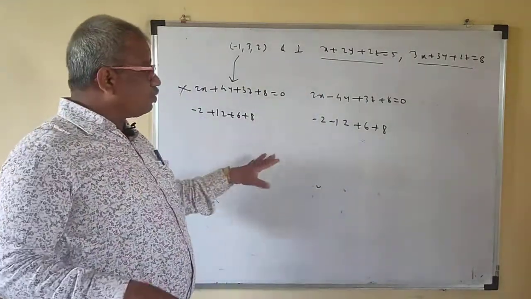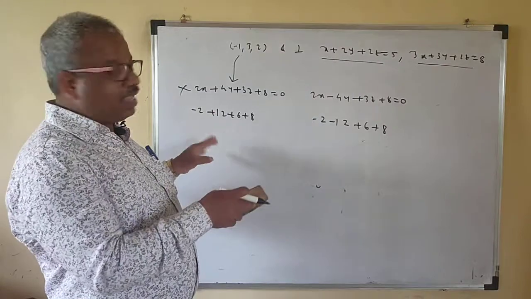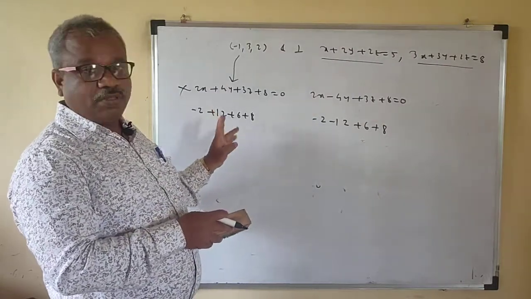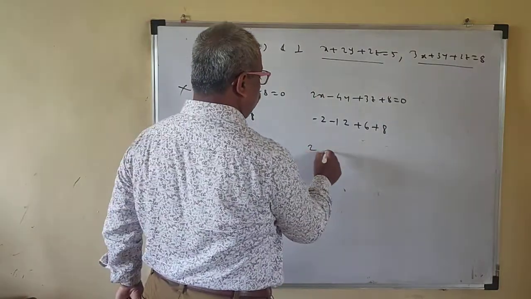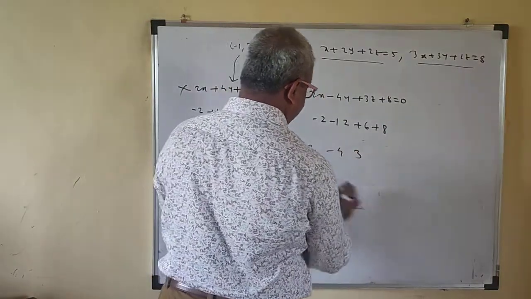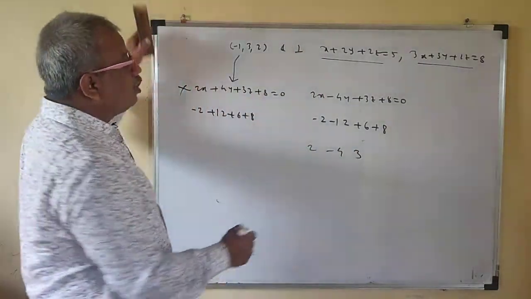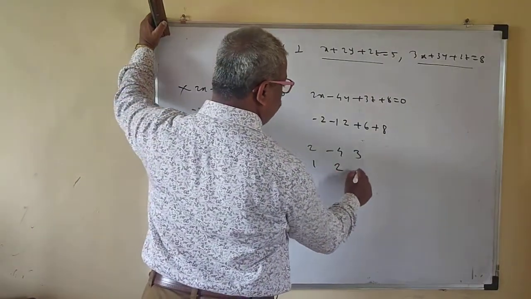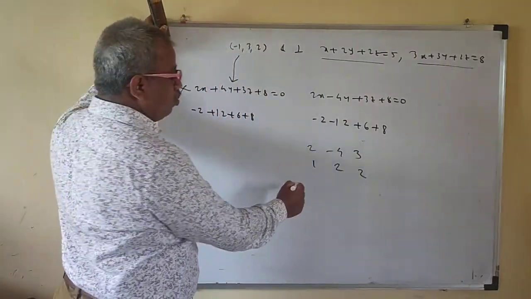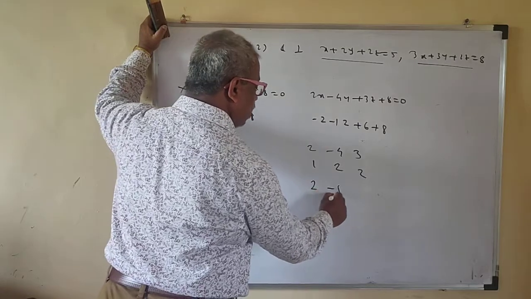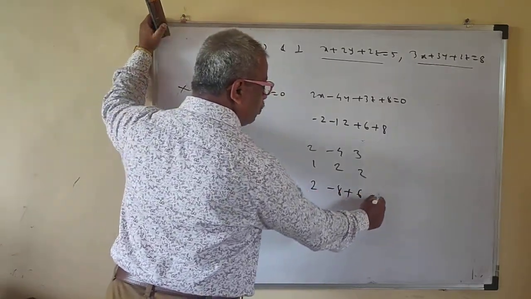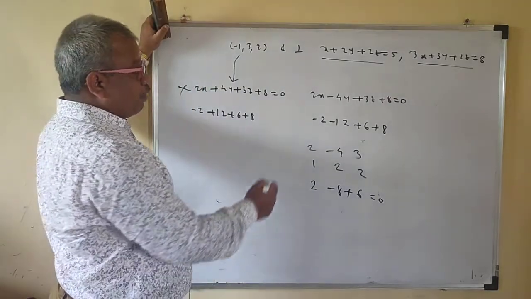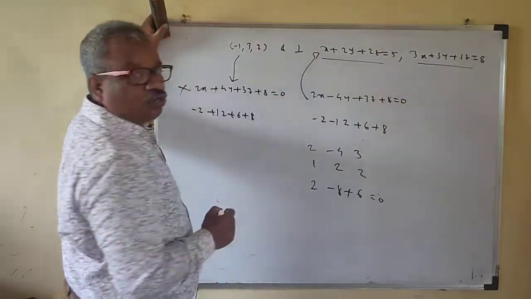Okay, so there may be an option such that all the planes are satisfied by this equation. But the plane you want is 2, minus 4, 3. Now this is 1, 2, 2. Just check whether this is 0 or not. So this is 2 minus 8 and 6, plus 6. So this is 0. That means this plane is perpendicular to this plane.